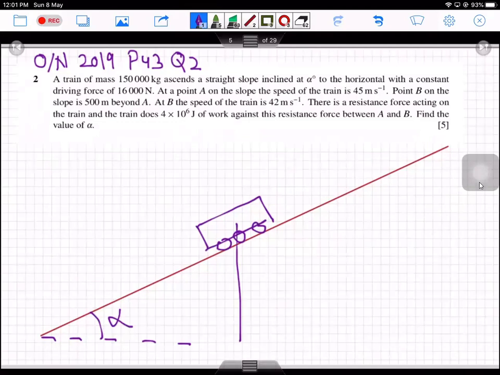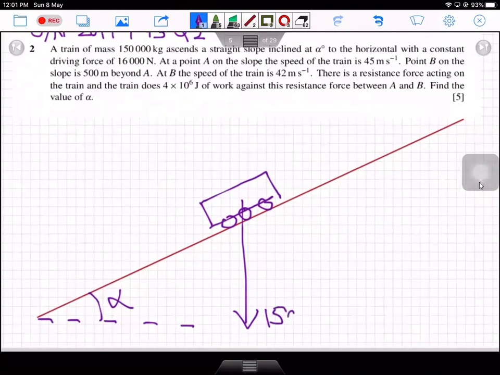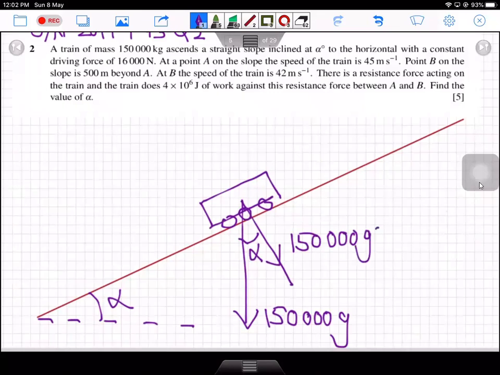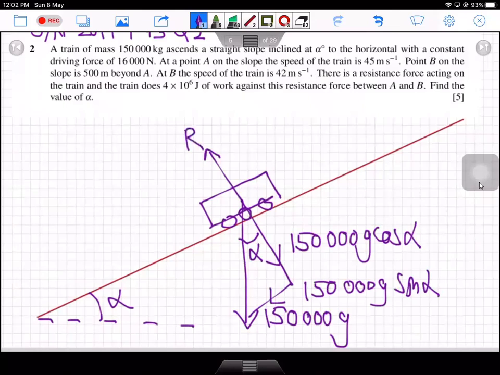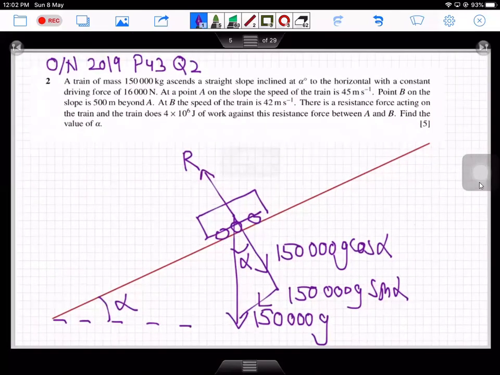So the weight is acting vertically downwards, 150,000 g. And since this angle is alpha, this angle is also alpha. And the component which is perpendicular to the plane over here is 150,000 g cos alpha, and along the plane is 150,000 g sine alpha. And this is a normal contact force acting perpendicular to the plane. And here we have a constant driving force which is 16,000 Newton.